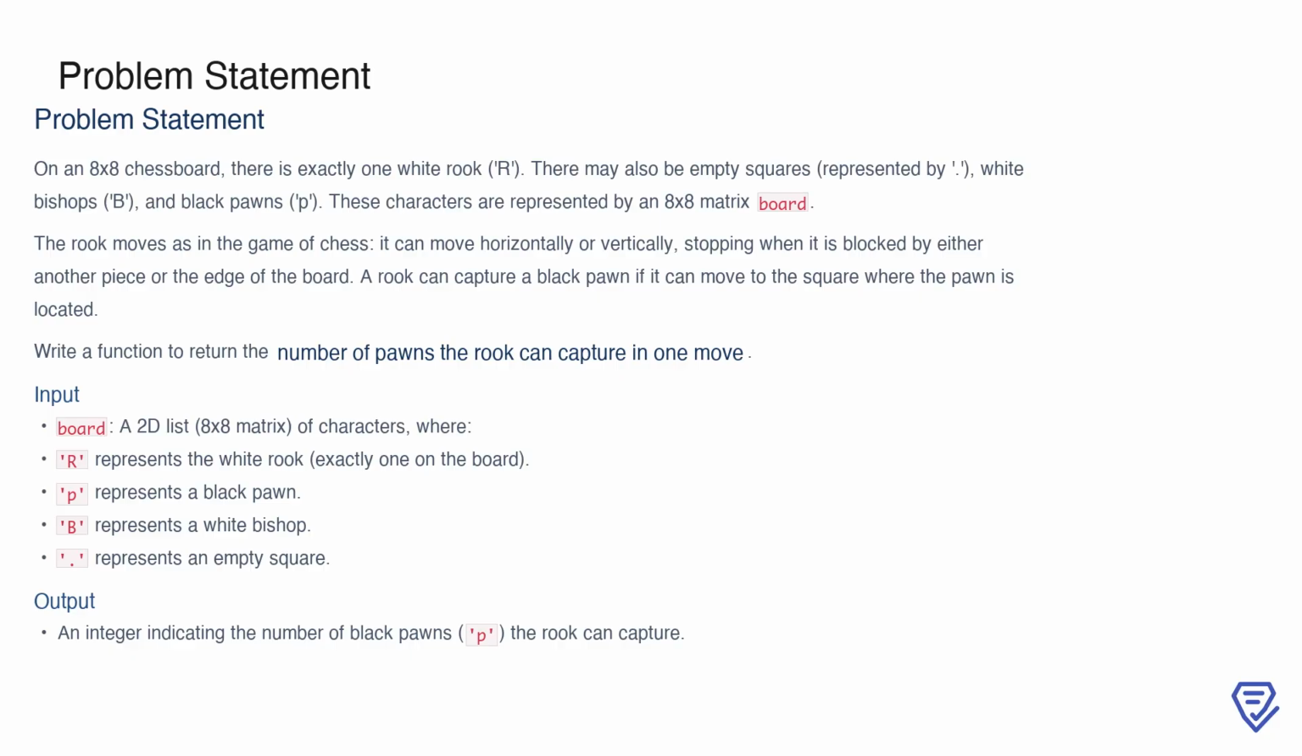The rook moves as it does in a standard chess game. It can move vertically or horizontally across the board, stopping if it encounters another piece or the edge of the board. If the rook moves to a square occupied by a black pawn, it captures that pawn. The goal is to write a function that calculates and returns the number of black pawns the rook can capture in a single move, considering all possible directions it can take.